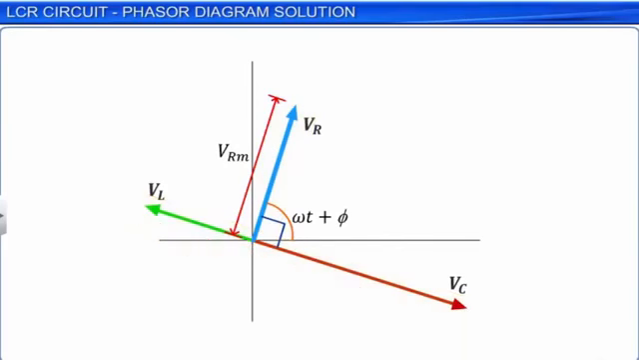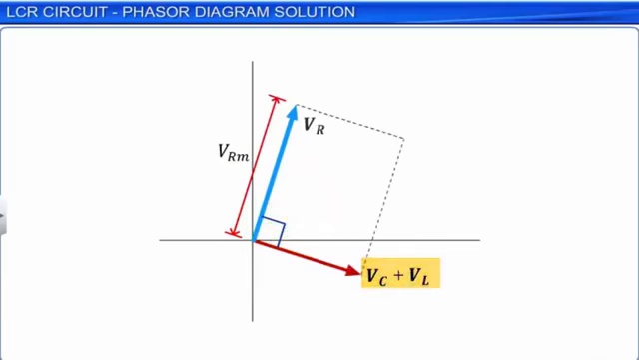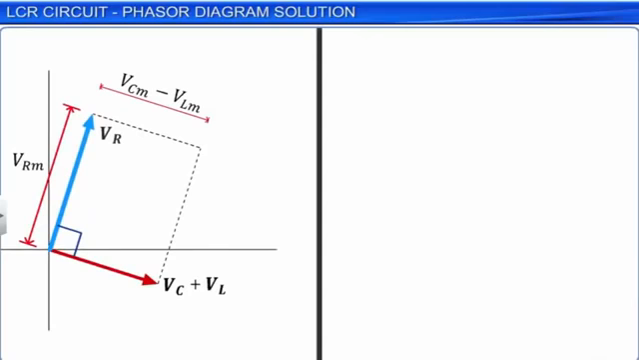Considering the directions of VC and VL on the phasor diagram, we can obtain a single phasor for VC plus VL with the magnitude of VCM minus VLM. Here, we assume that the capacitive reactance XC is greater than the inductive reactance XL, and hence we have VCM greater than VLM. The phasor with the magnitude VCM minus VLM is at right angles to the phasor with the magnitude VRM. The amplitude of applied AC voltage Vm can be calculated by using the Pythagorean theorem on the simplified phasor diagram.